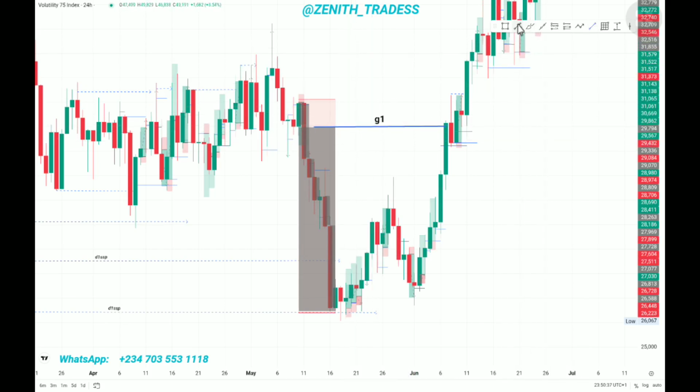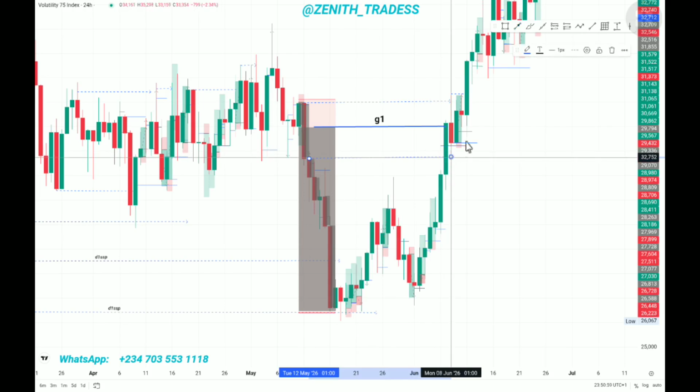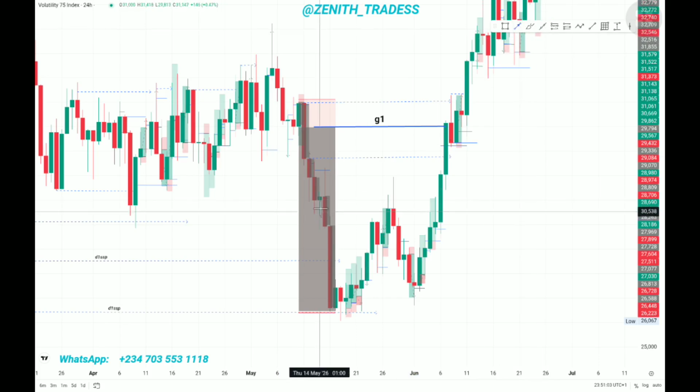Let me mark daily opens with a thin line, so that we know where there is major reaction, where there is minor reaction, and where price wants to reverse from. Let me mark all the daily opens with a thin line. I hope you can see this. All these thin lines are daily opens now.